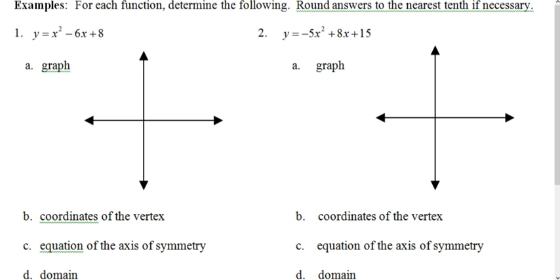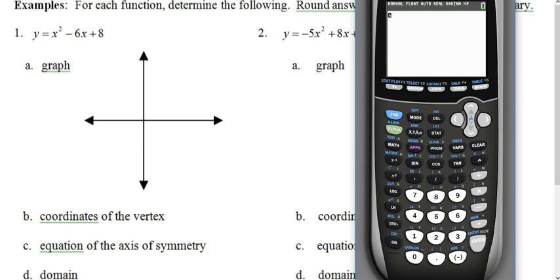Examples. For each function, determine the following. Round answers to the nearest tenth if necessary. So we have x squared minus 6x plus 8. Okay, so the first thing we do is get out our graphing calculators. I'm going to just pause. Okay, so graphing calculator out. We're going to go to y equals.